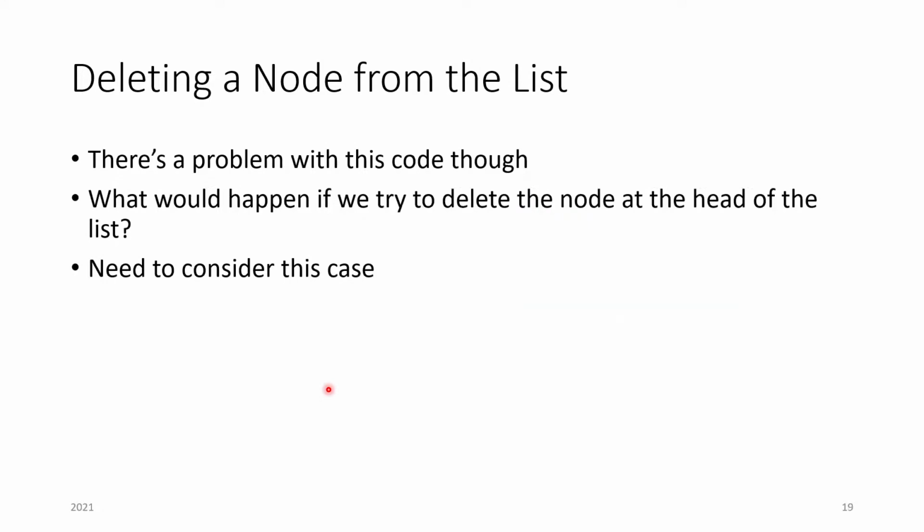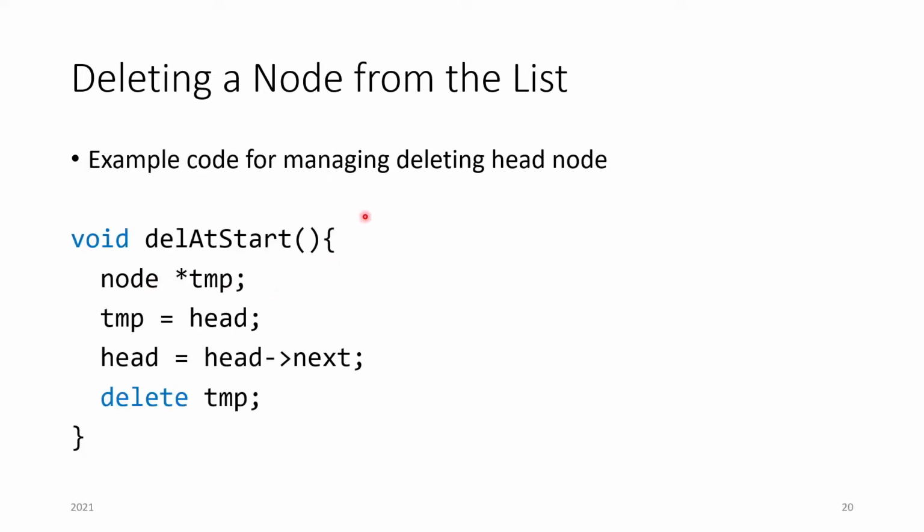Now, in this particular code, there's a problem because it does not consider if we try to delete the node at the head of the list. So in this case, we're going to have to create a different method. We can see here that the code for just deleting the node at the head of the list is only going to be 4 lines. It's very simple.